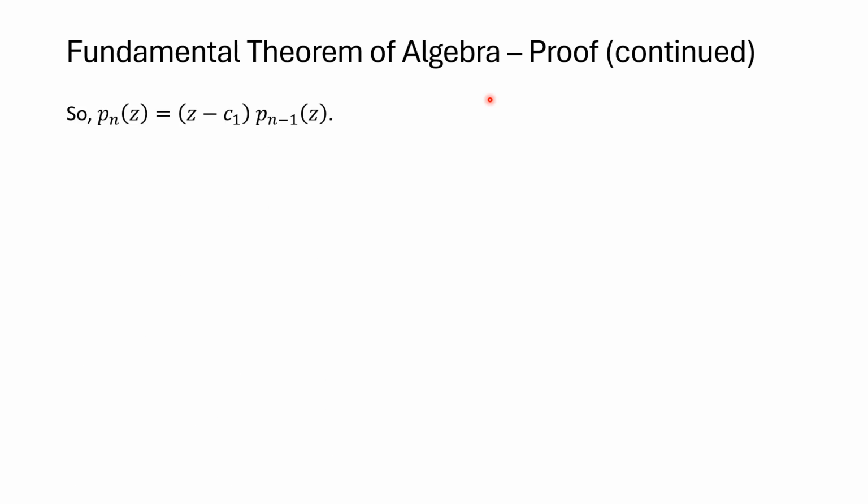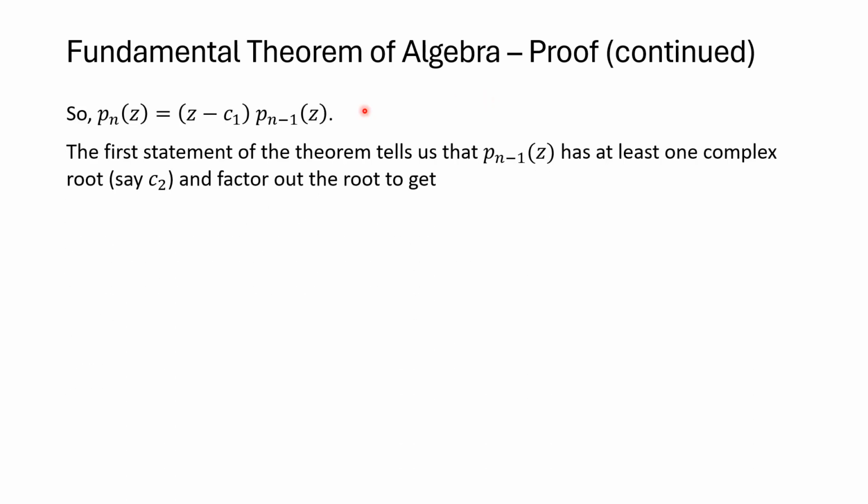All right, just taking our equation from the last slide here, the first line, that's where we had stopped. You can probably see what we're going to do. If this P_{n-1} is an n minus 1 degree complex polynomial, the first part of the theorem tells us there's at least one root. We'll call that c2. We can factor that out of P_{n-1}, and we get this part here.